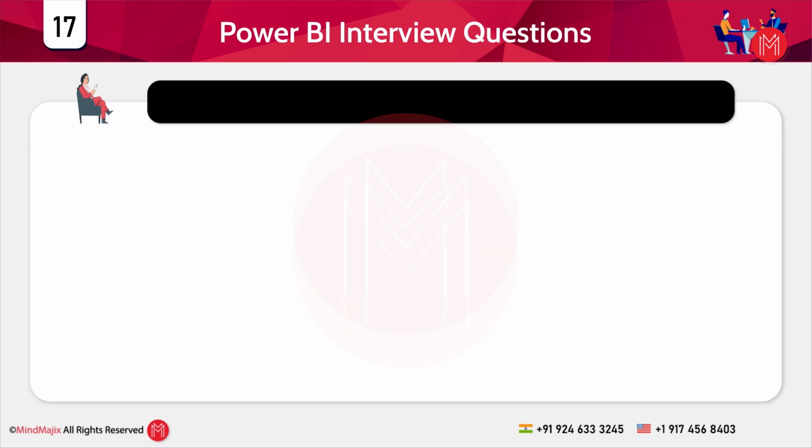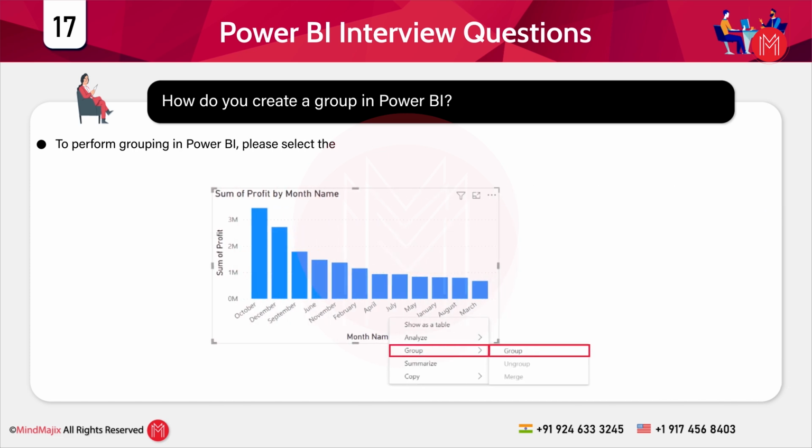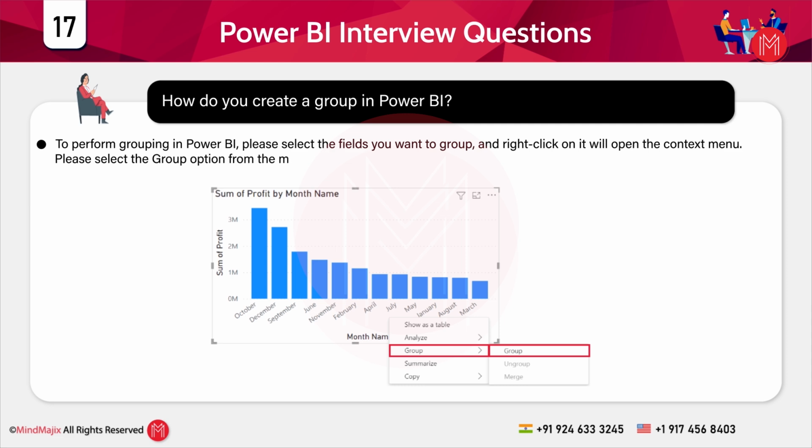The next question is, how do you create a group in Power BI? To perform a grouping in Power BI, you have to select the fields that you want to be a part of the group. Once you select them and right click, the context menu opens. Over here, you have to select the group option from the menu. Once you click on the group option, Power BI will automatically group these options, and the process of grouping is over. If you observe closely, the legend section is replaced by group and the color is placed in the details section.